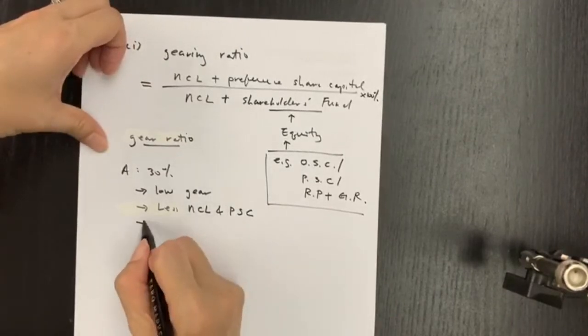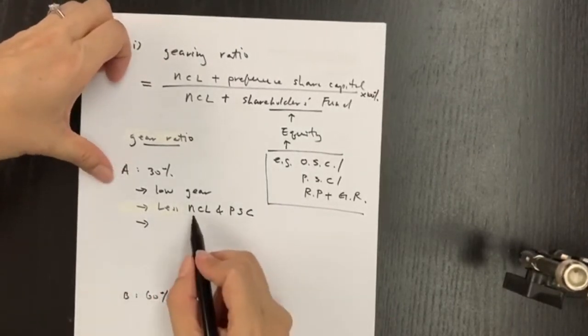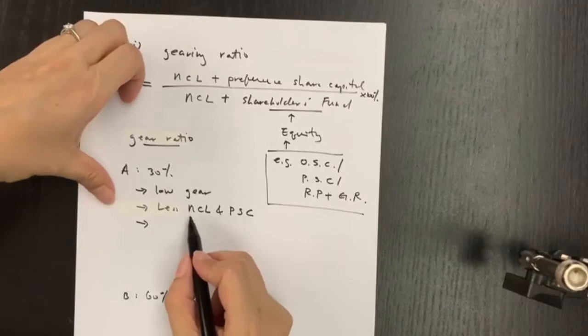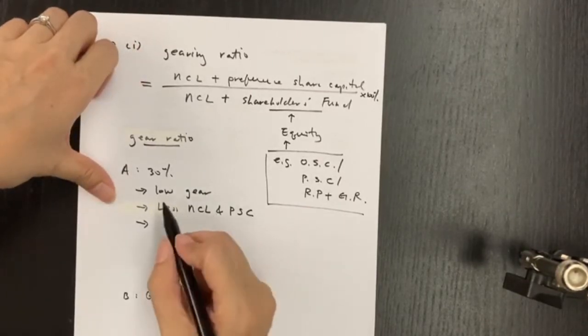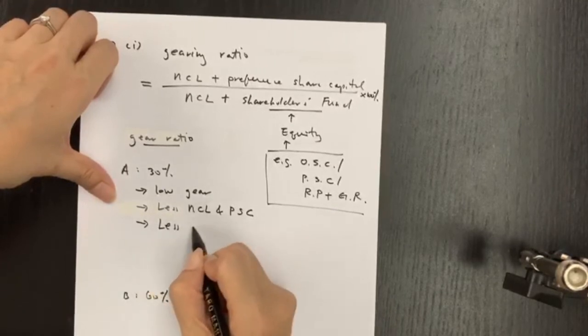non-current liability and also less preference share capital. If company A has less non-current liability, what do you need to pay whenever you have liability? You need to pay interest. That means less interest.